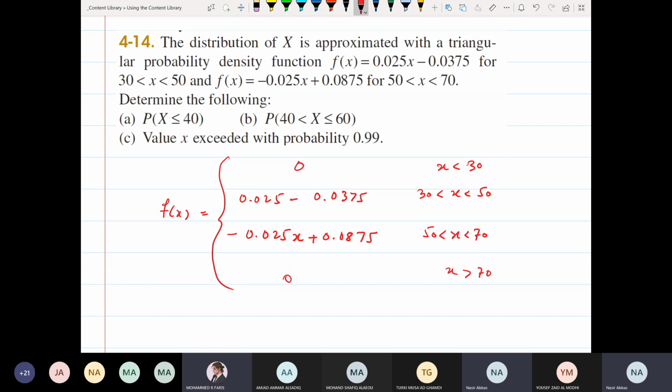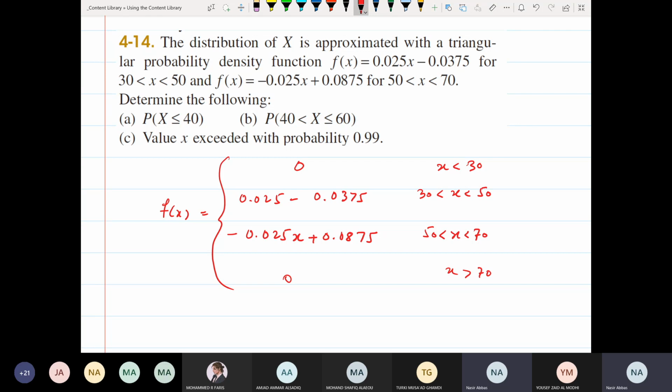For X greater than 70, this is a small f of X, capital F of X will be 1. Yes, okay. This is the density, not the probability. Keep in mind, density is not the probability. And secondly, density can be more than 1. If you see the value of small f of x more than 1, don't worry, it can be more than 1. But the value of capital F of x cannot be more than 1. Capital F of x is the probability.